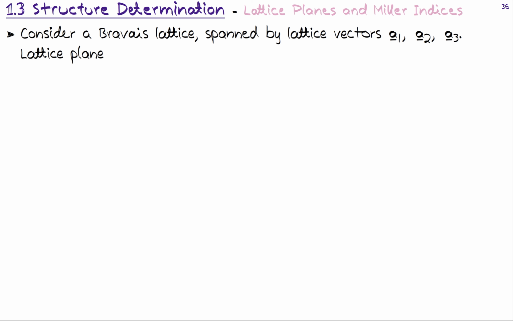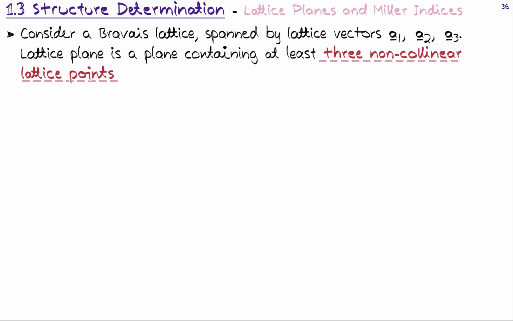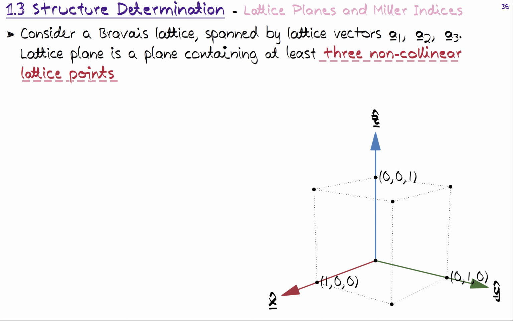Now a lattice plane is any plane that contains at least 3 non-collinear lattice points. So this is how we define a lattice plane. You must draw a plane, and it must intersect at least 3 different non-collinear lattice points. If that happens, then we have a lattice plane in question. And we are focusing on Bravais lattices.